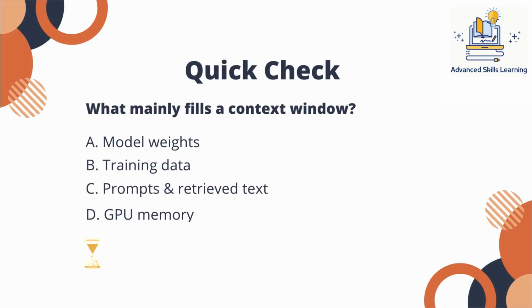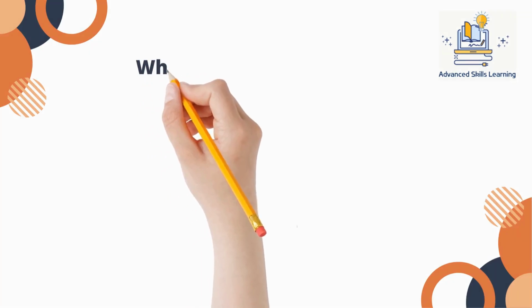Quick check, 2 seconds. What mainly fills a context window? A. Model weights. B. Training data. C. Prompts and retrieved text. D. GPU memory. Keep your guess. The answer is C. Prompts and retrieved text.